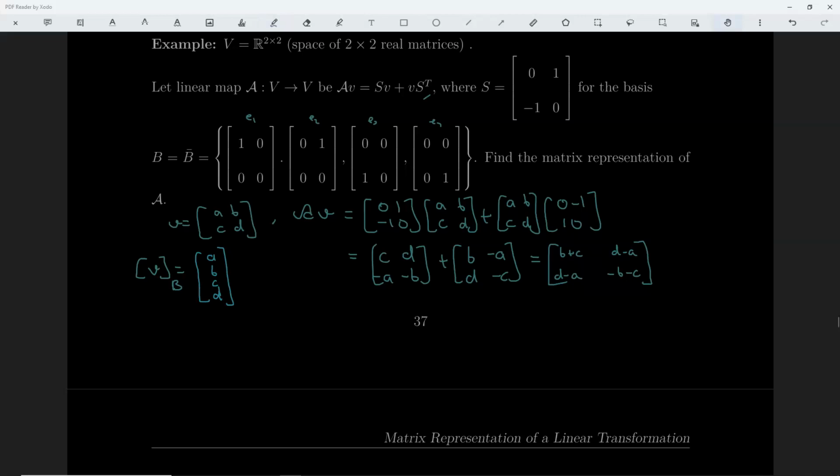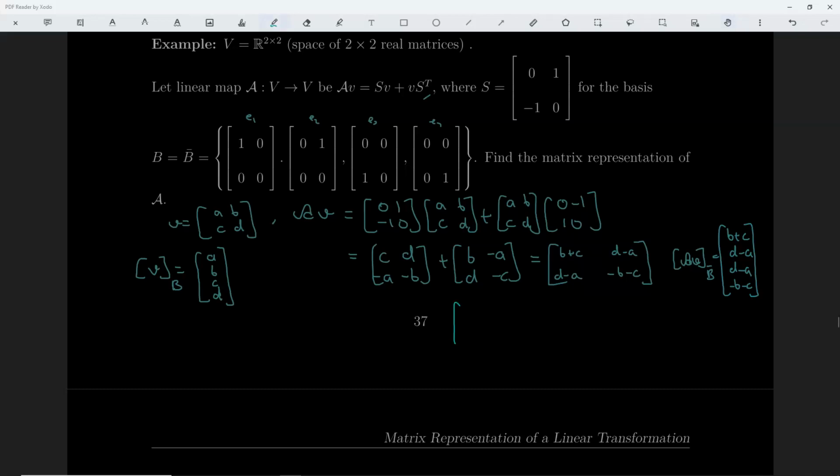How about the representation of the linear transformation with respect to basis set B? So what is the representation of A with respect to B bar, which is equal to B? That will be equal to B plus C, D minus A, again D minus A, and minus B minus C. Okay. And we are looking for the linear transformation matrix such that this ABCD vector times a matrix A gives me that linear transformation.